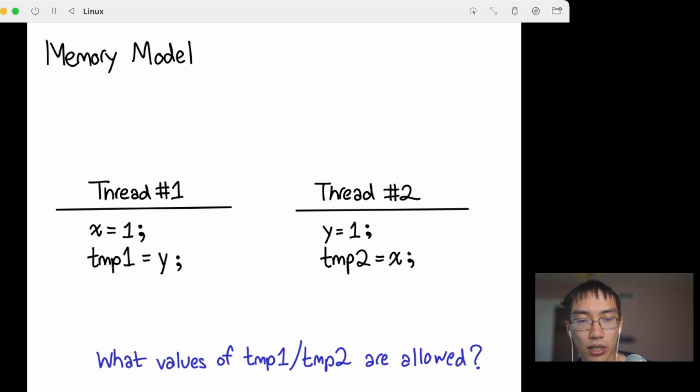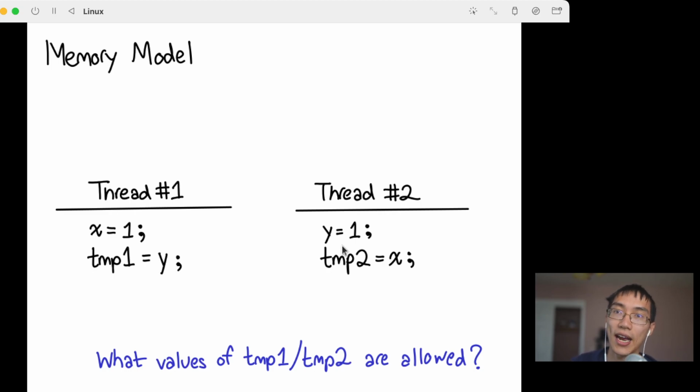In that situation, temp1 would be 0 because y hasn't executed yet. And then temp2 would be 1. Similarly, you could run them in the other order and you'd get 1 and 0. And that seems also very reasonable. You also might imagine a case where these threads race, so they both set x and y to 1 before reading out their temporaries. In that case, you would read out 1 and 1.